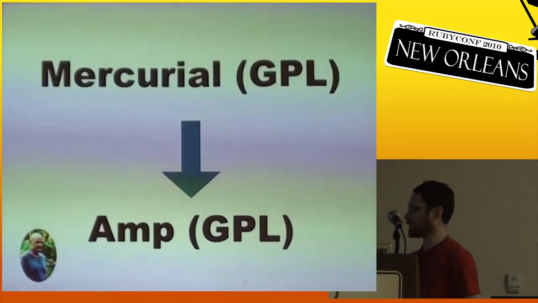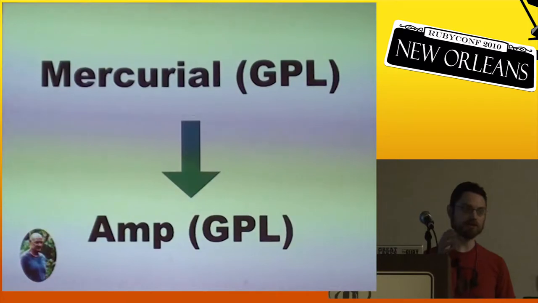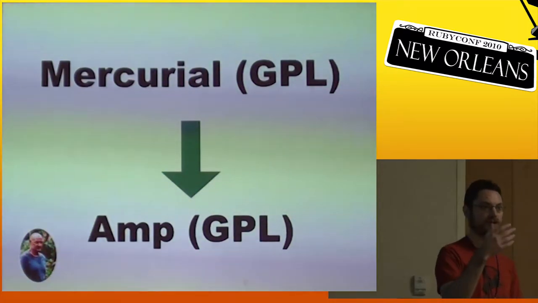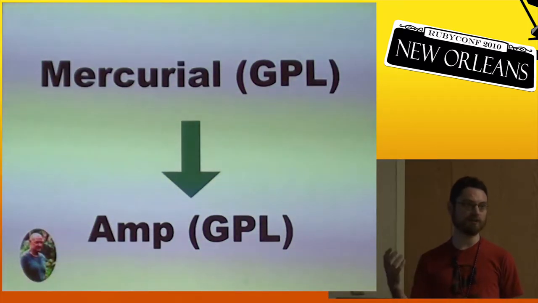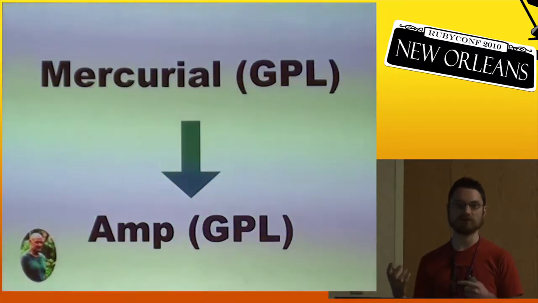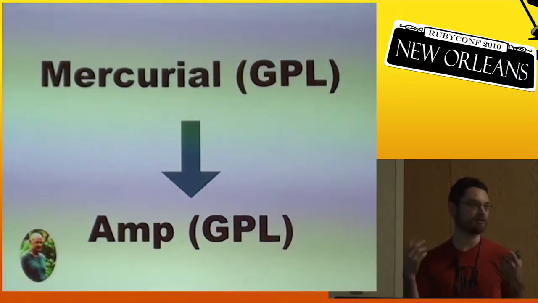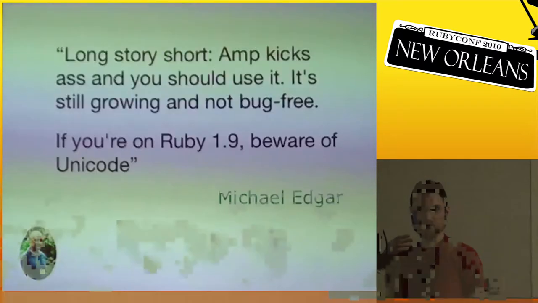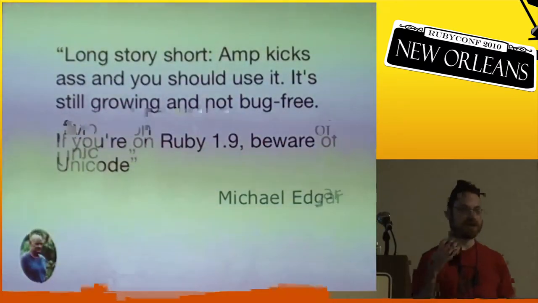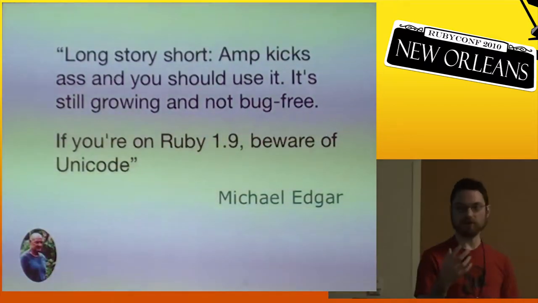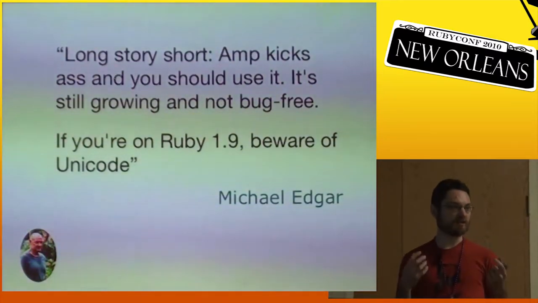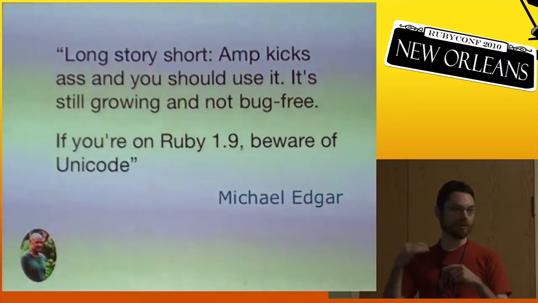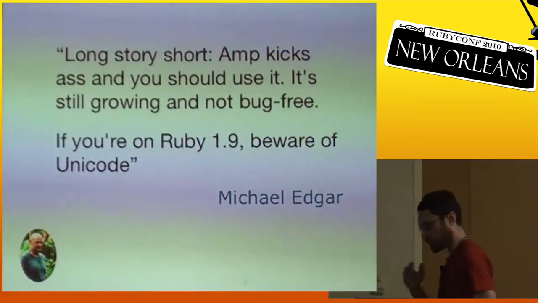One of the things that happened because of that is that since Mercurial was GPL, AMP as a derived implementation necessarily became GPL, even though they might have preferred a more open license like the Ruby license or MIT or something like that. So it essentially completed that conversion. They got a complete implementation of the Mercurial API as something we can start testing and playing around with and building upon for the other systems.